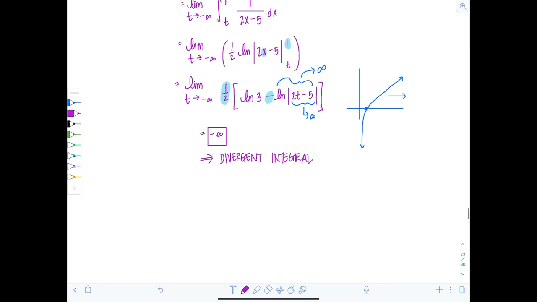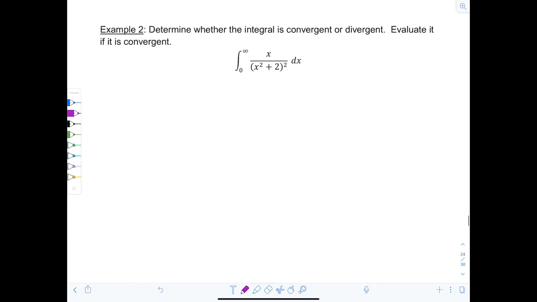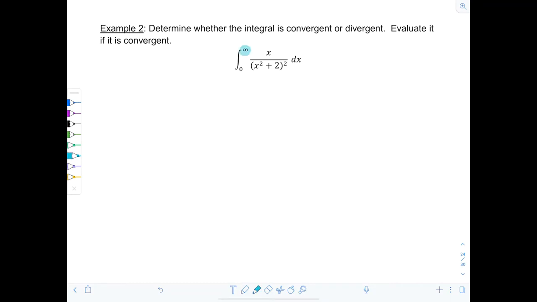All right, let's look at another example. Number 2, determine whether the integral is convergent or divergent. Evaluate it if it is convergent. Okay, what to do? Start off every single problem the same. You can be like a little math robot. You go, oh, there's the infinity, gotta replace it. So I'm gonna rewrite this as a limit.